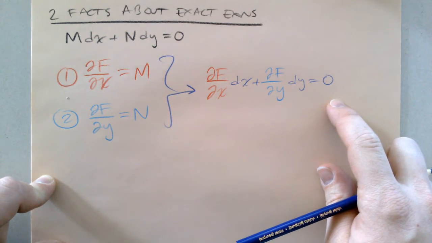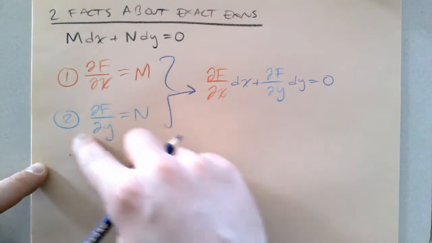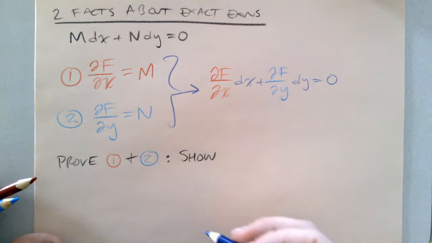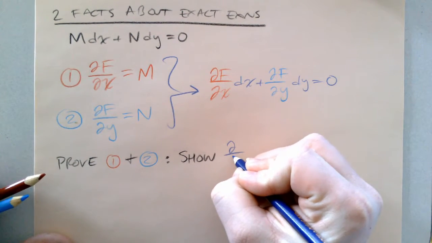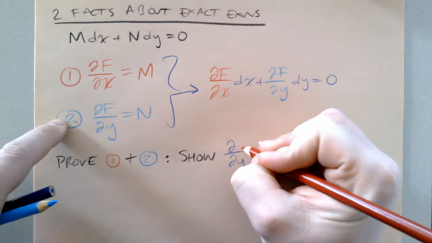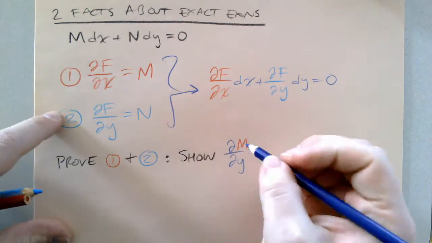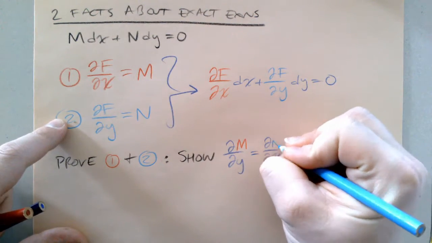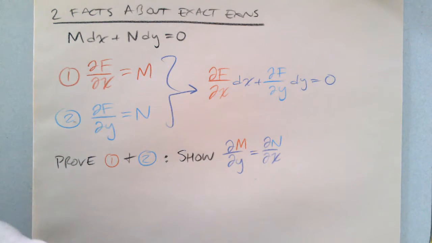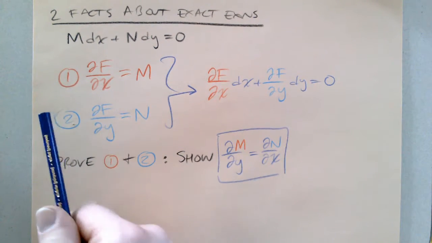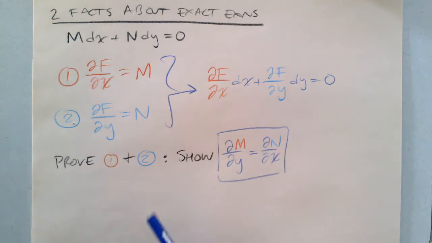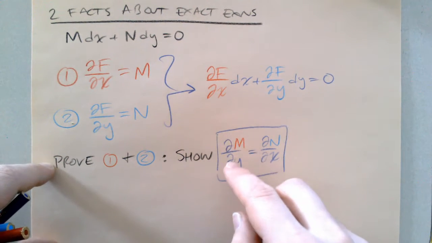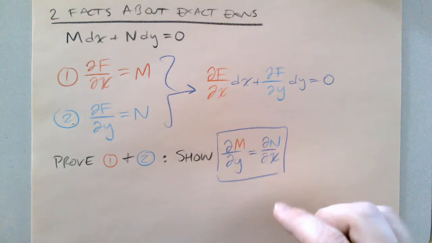So this would be the form of the exact equation, but in order to prove that facts 1 and 2 are true, we need to show that something else is true. So what we have to show is that the partial with respect to y of that function M is equal to the partial with respect to x of our function N. So if this equation is true, we know that facts 1 and 2 are also true, and that we'll have this function f. So the reason why this way of showing that partial M with respect to y is equal to partial N with respect to x works is pretty simple.